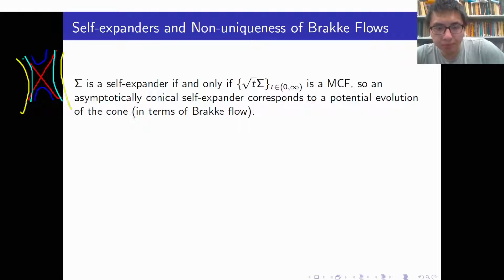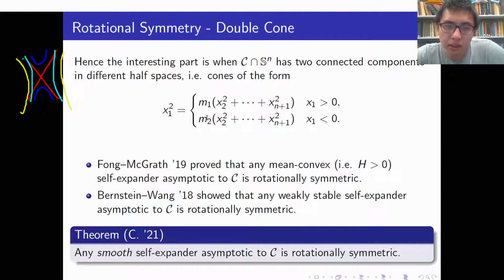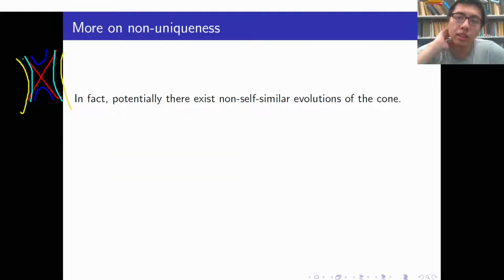Then we restricted ourselves to rotationally symmetric double cones, whose two connected components lie on different half spaces. And then we stated the result that any smooth self-expander asymptotic to such a cone is rotationally symmetric. Some remarks. And so today, we talk a little bit more about non-uniqueness.